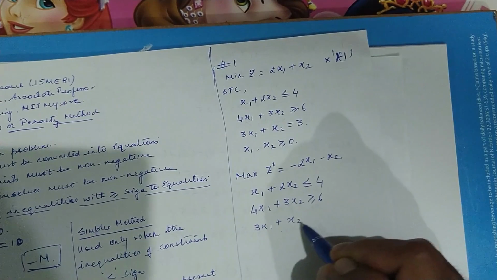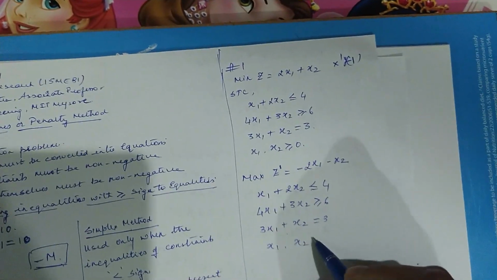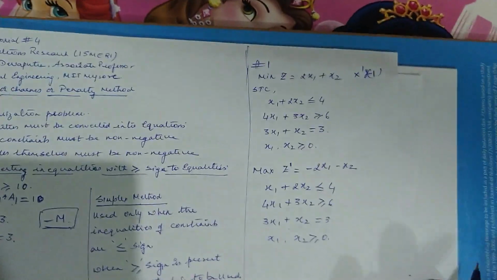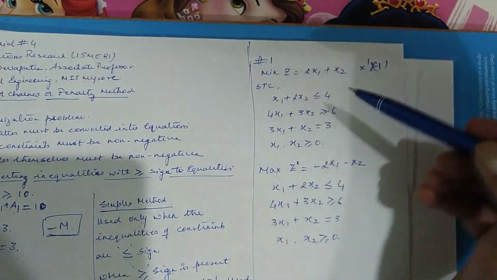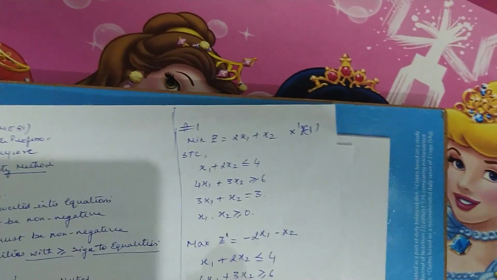3x1 plus x2 is equal to 3, and x1, x2 are greater than or equal to 0. Now we have simply converted the objective function from minimization to maximization. Okay, now let me start working on the constraints themselves.